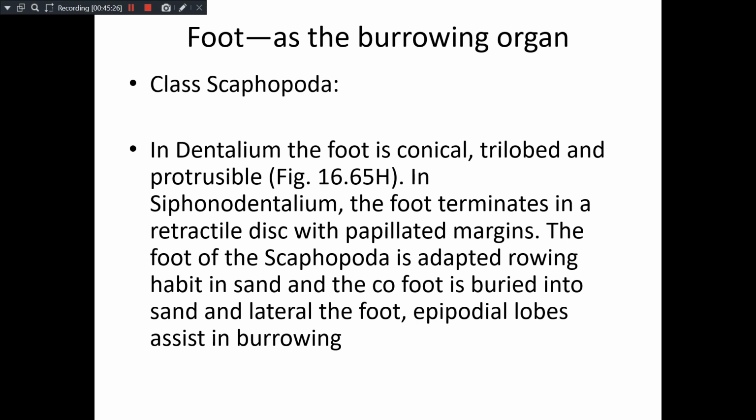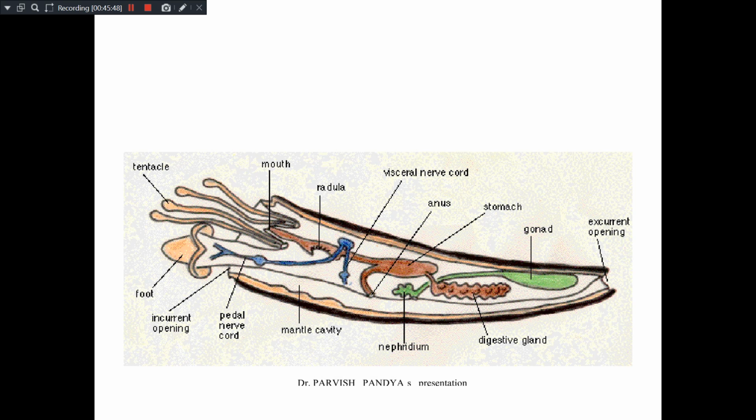So this foot of the scaphopods is adapted to a burrowing habit. It is like rowing a boat in the sand. There is one foot which is buried in the sand, and the lateral lobes of the foot, with the help of which the captacula, they can bury themselves. Tentacles, see, this is the foot, a wedge-shaped foot which is used for burrowing, so it looks like rowing.